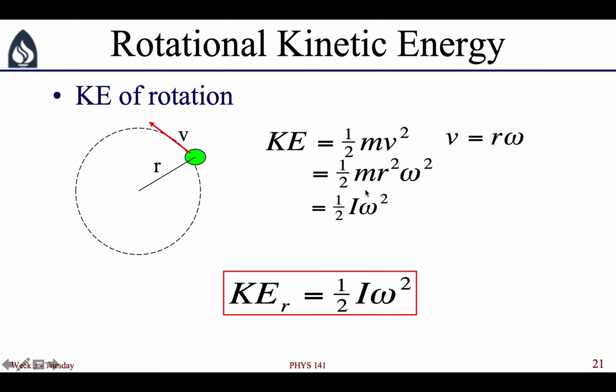So we can replace the m r squared with the moment of inertia, and we see that kinetic energy is equal to 1/2 moment of inertia times omega squared, the angular velocity squared. Now we derived this expression for a single object going in a circle, but it turns out that this expression is generally true. If you have an object going in a circle or an extended object that's rotating, 1/2 times moment of inertia times the angular velocity squared is equal to the rotational kinetic energy.